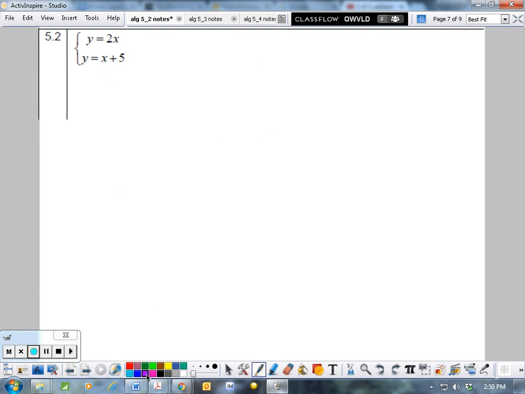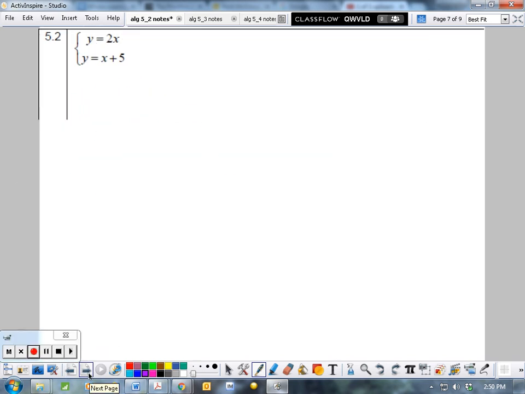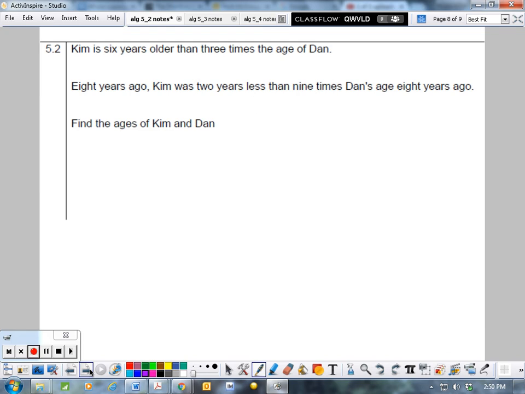Okay, let's see. So now again, we have 2y equals, wait, did we already do this one? 2x, x plus 5? Hey, we already did this one. Yay, we don't have to do it again.